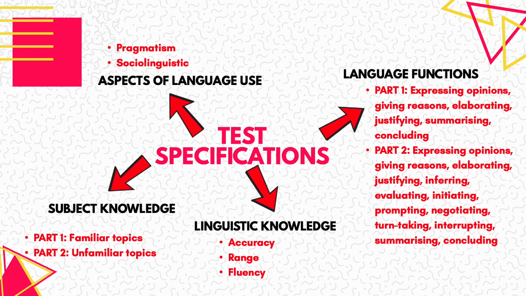In Part 1, you are expected to be able to express opinions, give reasons, elaborate, justify, summarize, and lastly conclude. In Part 2, in addition to those skills, you must also be able to infer, evaluate, initiate discussion, prompt others, negotiate, take turns, and interrupt politely.